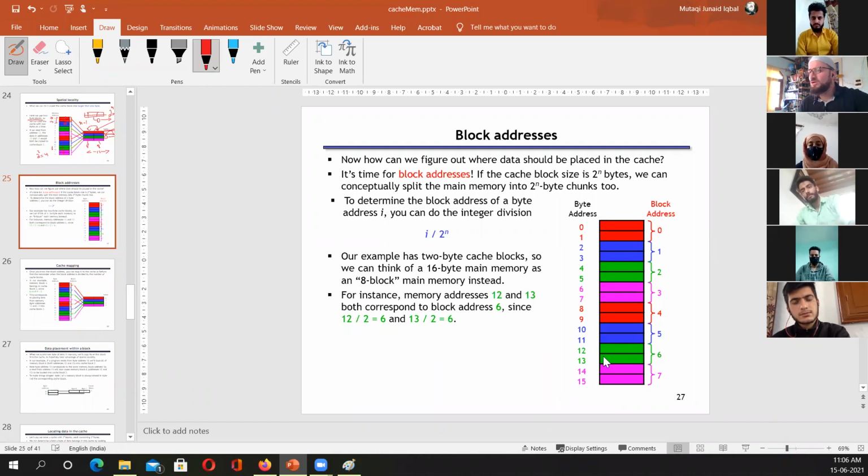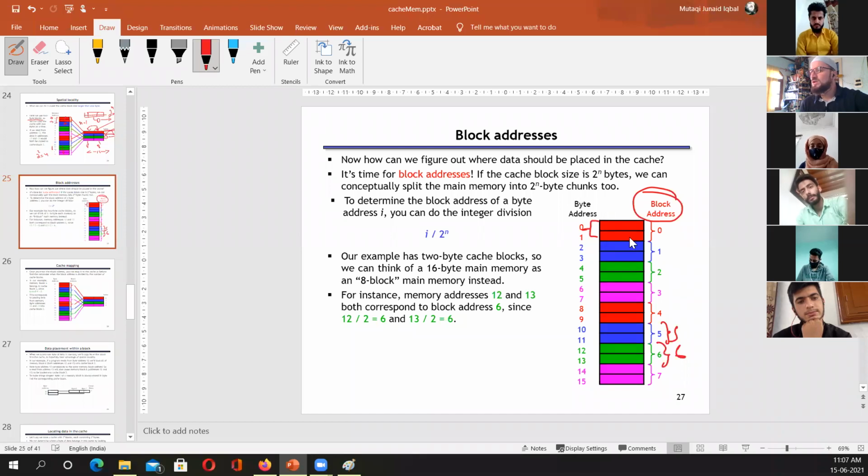Now we are taking 2-2. Okay, so we do it this way. It's saying we have 12 and 13. They will all go into block address 6, because their block address is 6. If you say 10 and 11, block address is 5. So we have a block address. Now each block address covers 2 bytes of the RAM.